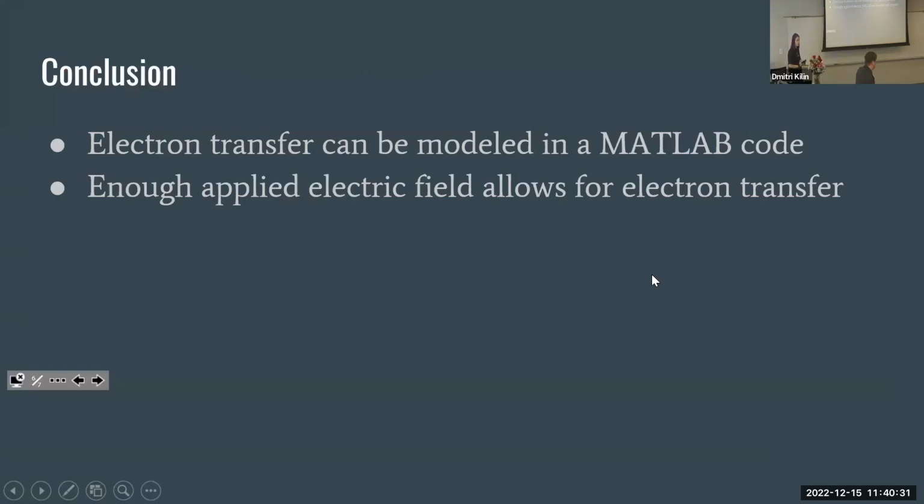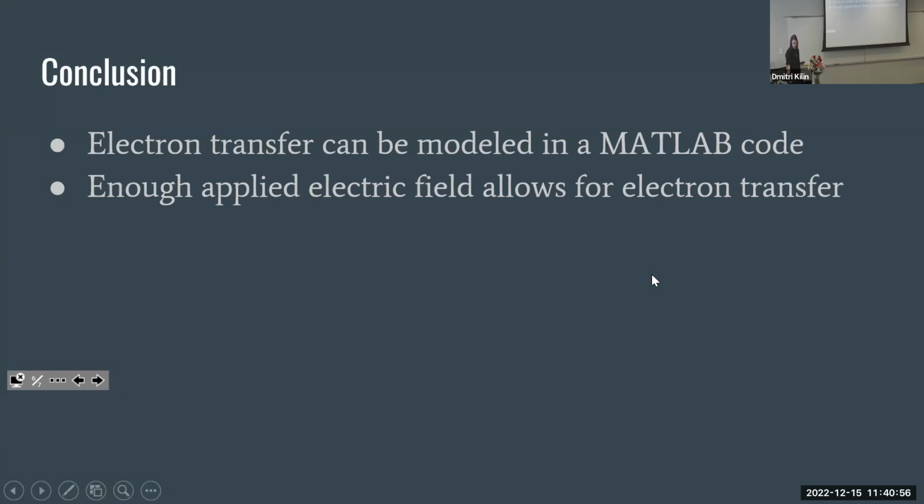Then some conclusions to take away from this: electron transfer can be modeled by a MATLAB code. The transfer can be seen by the function representing the electron, which was that red wave function, moving from the molecule to the electrode, which was represented by the upside down peaks of the bright green function.